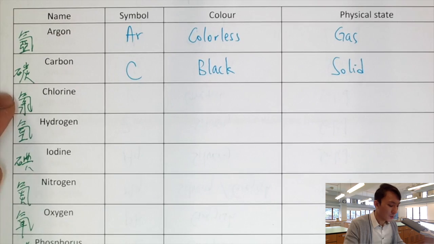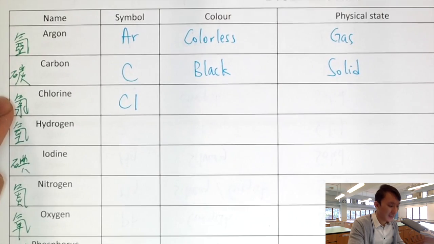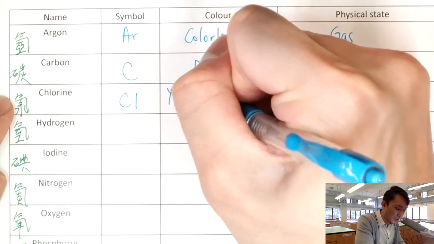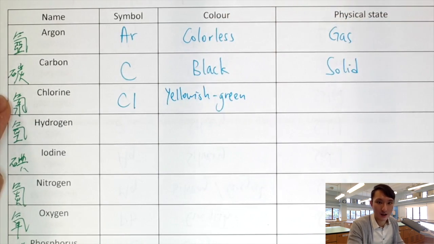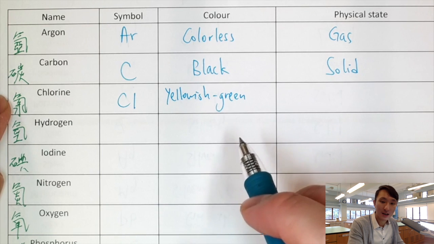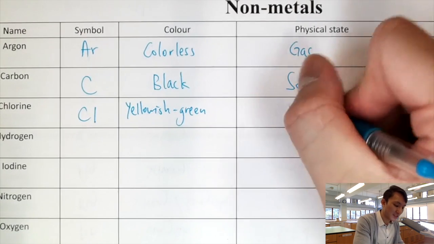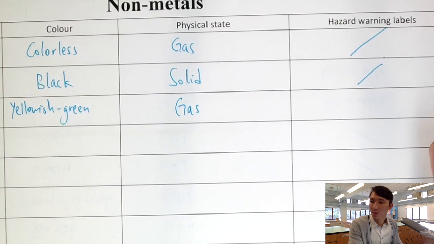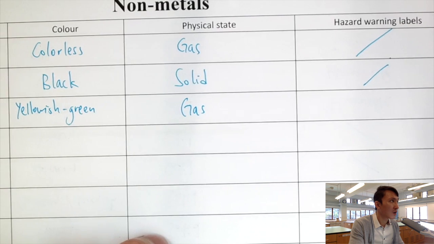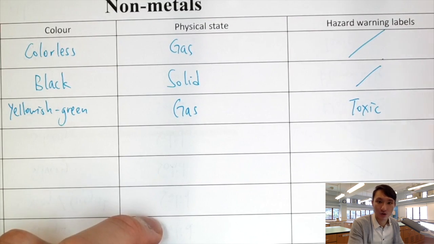Okay, let's put down the observation. First of all, chlorine, the symbol is Cl, and the color, we say that it is yellowish green. Again, it's quite specific when it comes to color in chemistry. Chlorine is not yellow, it's not green, but we say it is yellowish green or greenish yellow. So it is kind of in between yellow and green. This is a gas. And the hazard warning label: chlorine gas is toxic. So that's why it can be used to kill the bacteria, kill the germs. Okay?